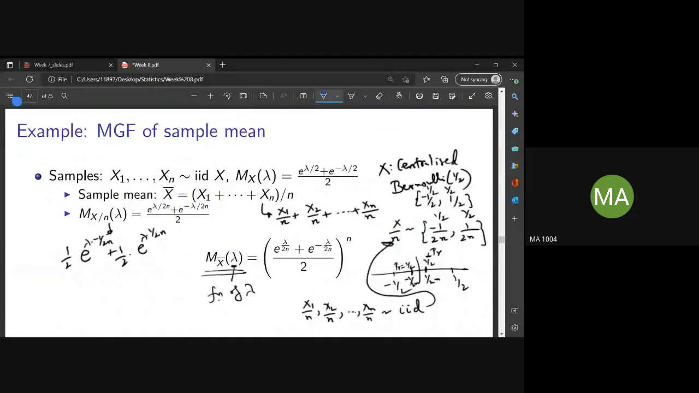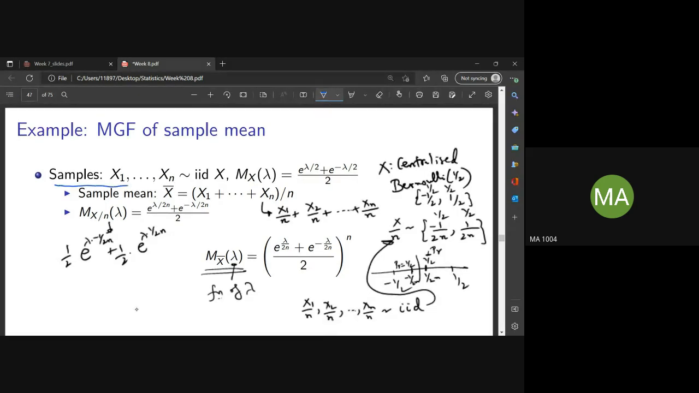Now we are going to look at the MGF of the sample mean. So let's take you have a sample X1, X2, up to Xn, that is IID X. And this X here we have taken as centralized Bernoulli 1 by 2. And we just saw that its MGF is e to the power minus lambda by 2 plus e to the power lambda by 2, by 2.